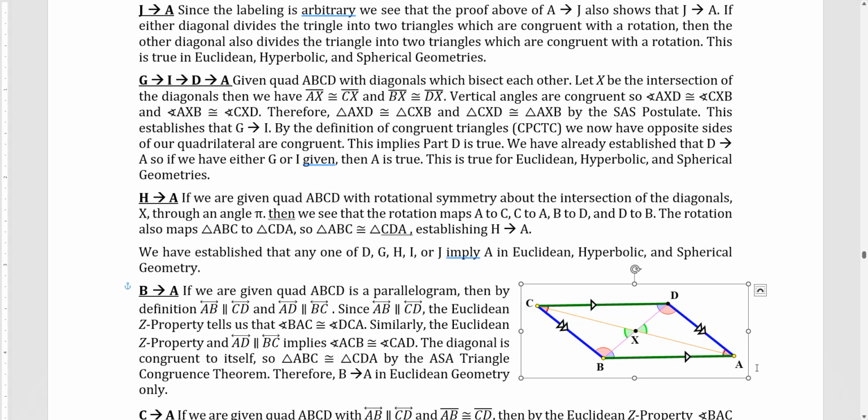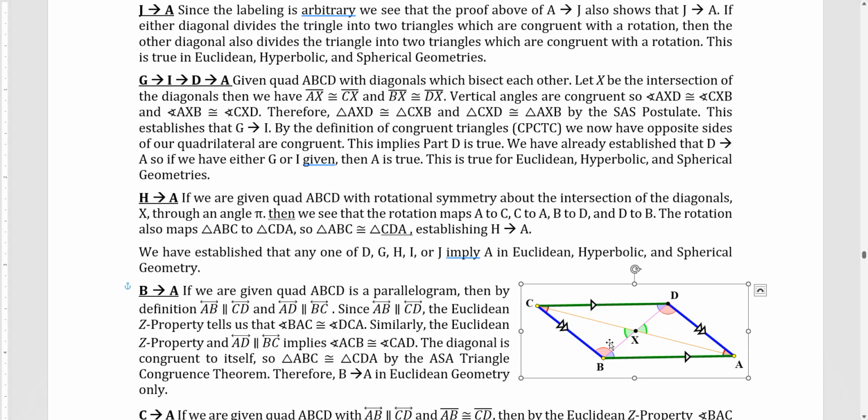So the angle DAC and the angle BCA are congruent. That's alternate interior angles formed by a transversal to parallel lines, which must be congruent, the Z property. And in this direction, the Z property works in Euclidean geometry, but it doesn't work in hyperbolic. Okay, so now we have some angles that are congruent.